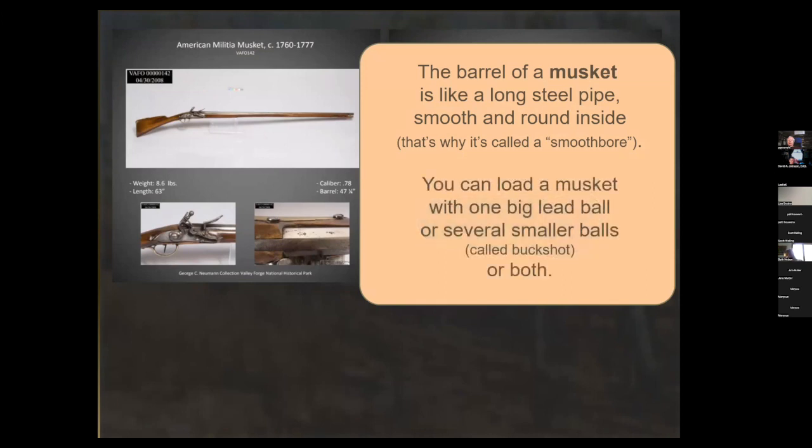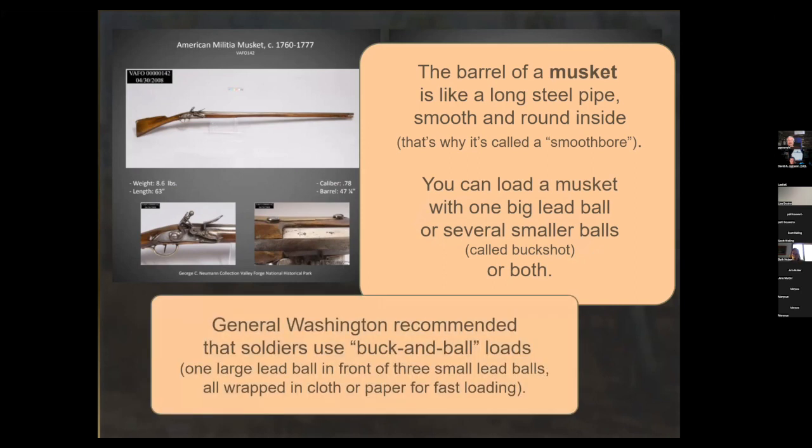You can load a musket with a big lead ball or with a bunch of smaller little balls called buckshot, or you can combine them. And interestingly enough, General Washington had sent a message out to the army that you ought to load your muskets with buck and ball loads. You ought to have one big ball in front and then three little ones behind it.